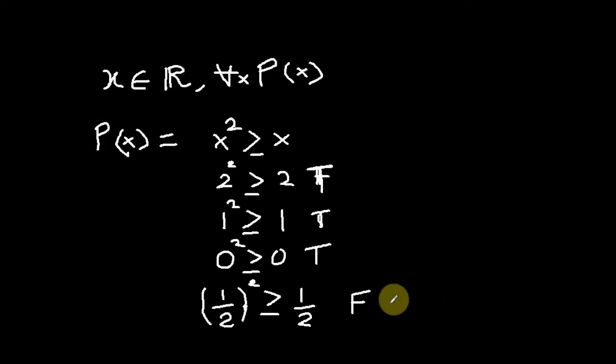So basically, whenever the number is a fraction and you square it and then you compare it with the x, it's not going to work. So there is a counter example. So we have to avoid all the fractions, because this will not work for the fraction. So our domain needs to be changed.